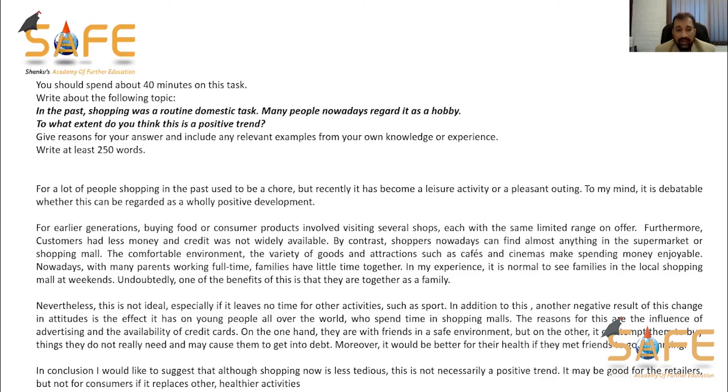It may be good for retailers, but not for consumers if it replaces other healthier activities. So in terms of IELTS, why has this scored a 7+? First of all, the introduction is quite crisp. It is paraphrased. It shows the direction where the writer wants us to go. Second, the writer has used various linking words and compound sentences.